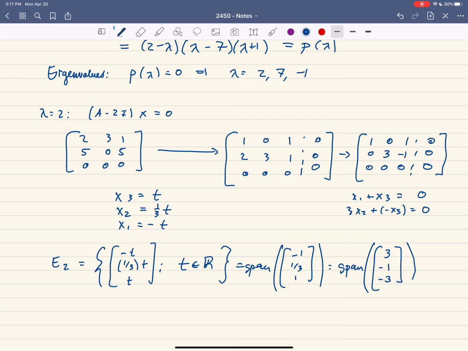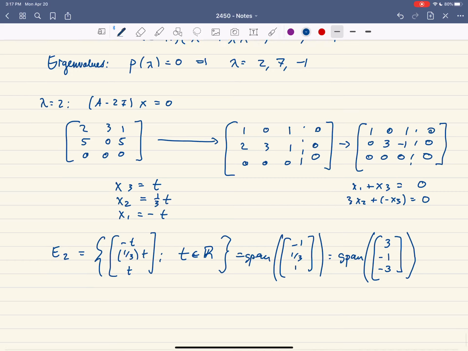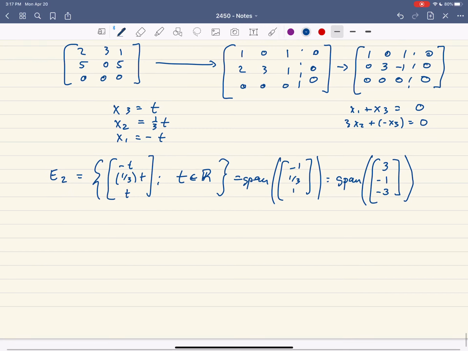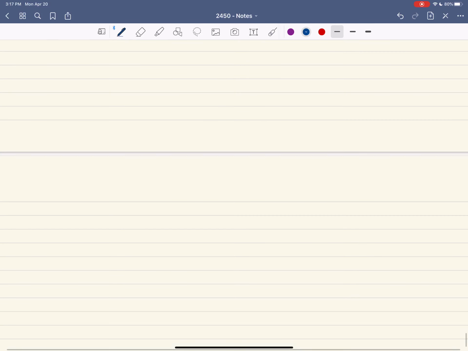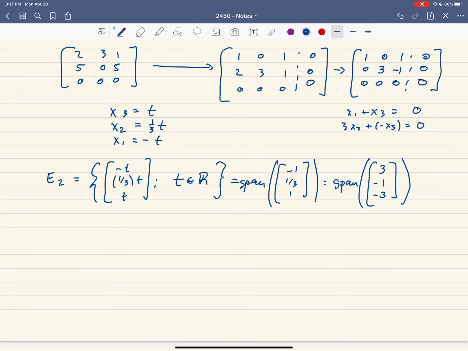Okay. So we've got 3, negative 1, negative 3. That's E2. And then let's do the same for the other eigenvalues. So we had lambda equals 7. Here, if lambda is equal to 7, then A minus lambda I is going to be equal to 0. We've done this enough. Let me just jump right to solving the augmented matrix.